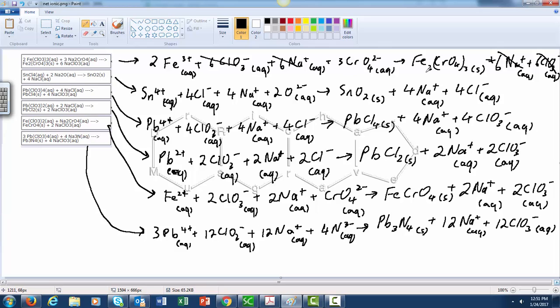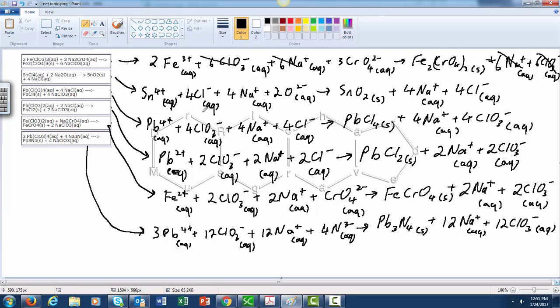Now what you'll notice about the net ionic equation is it's essentially the equation that forms the solid compound. So it's the 2Fe3 plus and 3CrO42 minus, and that gives that solid compound. That is just the net ionic equation with all those terms cancelled.